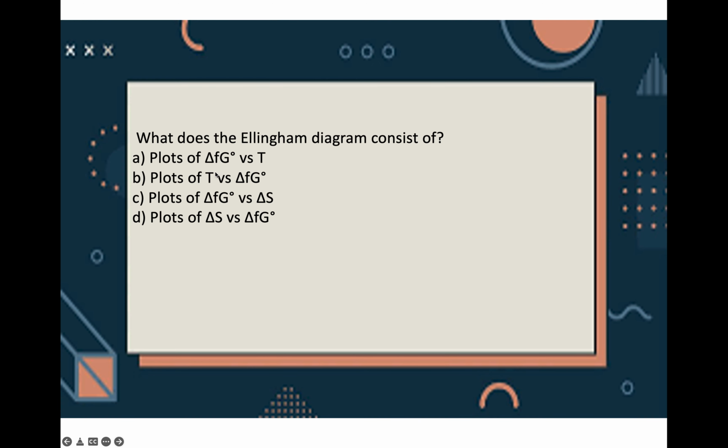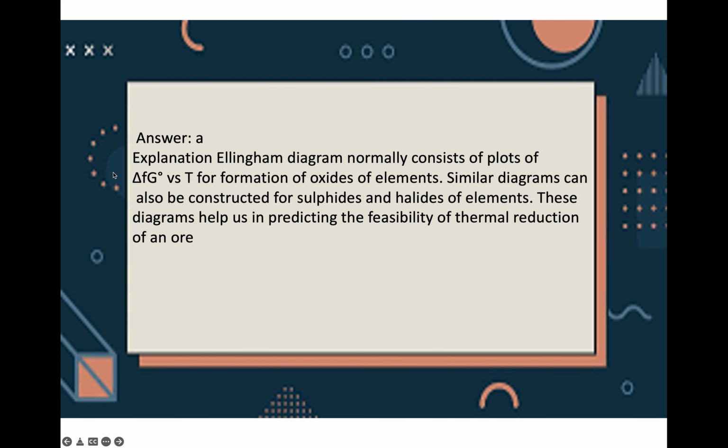Okay, what is the next question? This is very important, the Ellingham diagram. So many questions normally come from that. Is it a plot of delta G0 versus T, or T versus delta G0, or plots of delta G0 versus delta S, or delta S versus delta G0? Which is the correct option? A is the correct option. The Ellingham diagram normally consists of plots of delta G0 versus T for the formation of oxides of elements, and similar diagrams can also be constructed for sulfides and halides of elements. So what are the uses of these diagrams?